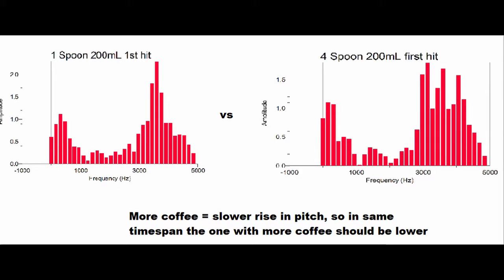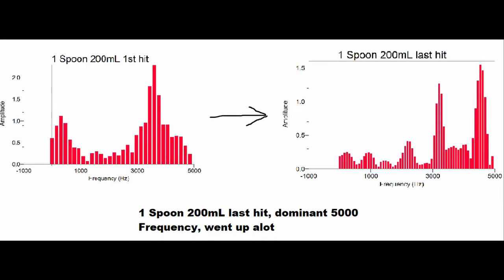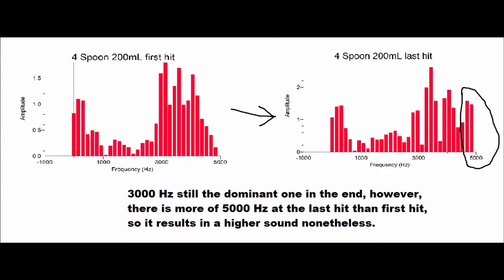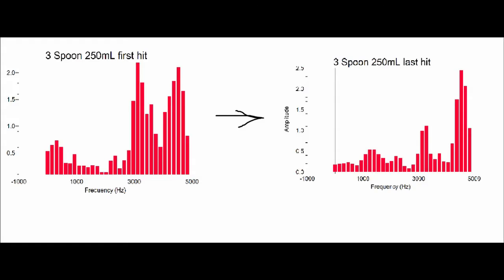We know that the more coffee, the slower the sound goes up. We see from our graph that the first hit of both cases have identical graphs. However, the 1 spoon sample ends with a high 5000 Hz being dominant. The 4 spoon one ends with 3000 Hz still being dominant, but a bit of 5000 Hz in there. So it is higher than the starting, but not that much higher. This is also the case with our other recordings. Hence, our data proves and corresponds with the results that we heard with our ears.